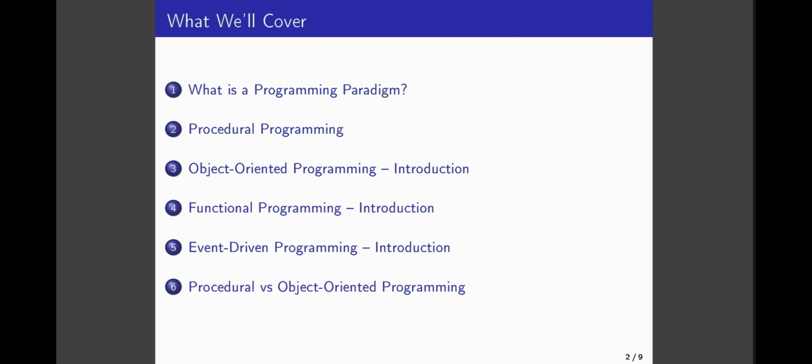So, we will start by defining what a programming paradigm actually is, then walk through four major paradigms: procedural, object oriented, functional, and event driven programming. Before finishing with a direct comparison between procedural and object oriented approaches, since those two are the ones you will run into most often as a beginner.